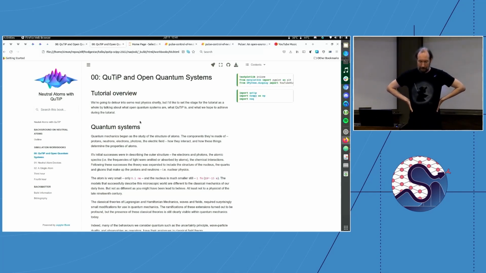QuTiP tends not to be used by experimentalists, although there are some who are very comfortable with tools like QuTiP and who happily use it themselves. But I think what I found more often is that the experimentalists will come to theorists who use QuTiP and say, hey, I'm working with this thing in the lab, what can you tell me? So, good.